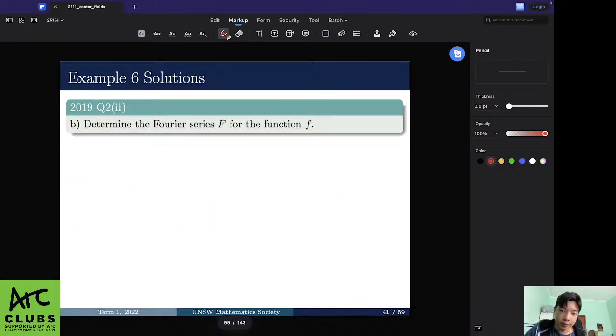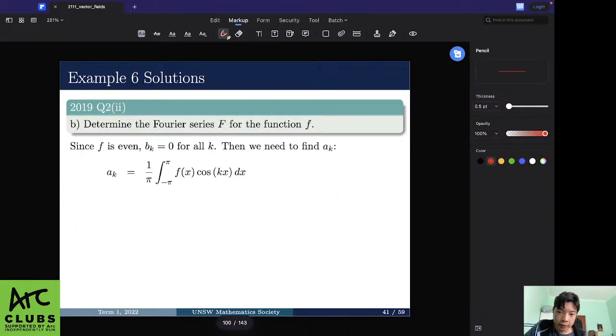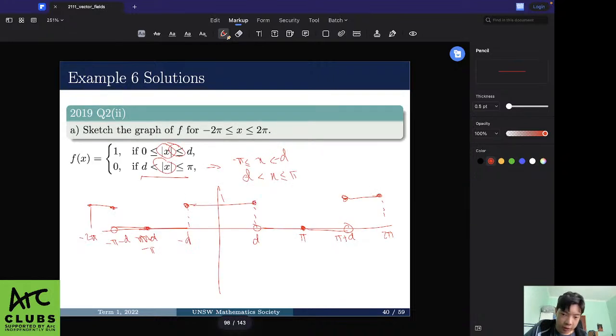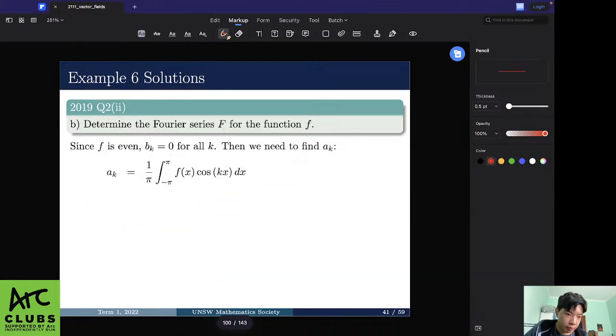Now let's start determining the Fourier series. So for our Fourier series, we can just use our formula, which is a_k equal to 1 on L. In this case, since it's 2π periodic, we say that L is equal to π. So we already know this. Of course, we also know that f is even, right? So f is even right here.